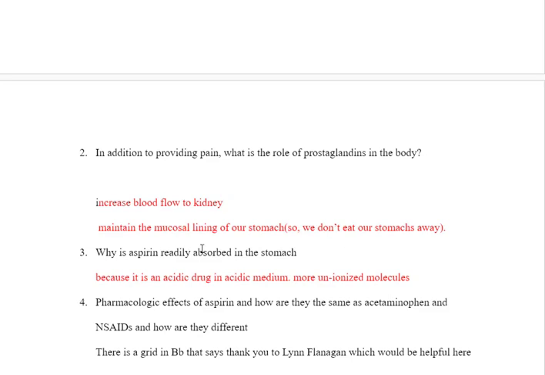Aspirin is readily absorbed in the stomach because it is an acidic drug in an acidic medium. So here, more unionized molecules are formed. You'll have to know this for local anesthetics, and maybe I might ask you. If I said to you, there are a lot of women in this room, what can you assume from that statement? There are a lot of women, so there's not a lot of men. So when you say a lot of non-ionized, another way you can say that is not a lot of ionized. That's the same thing.